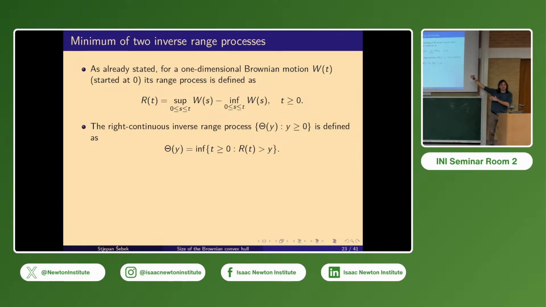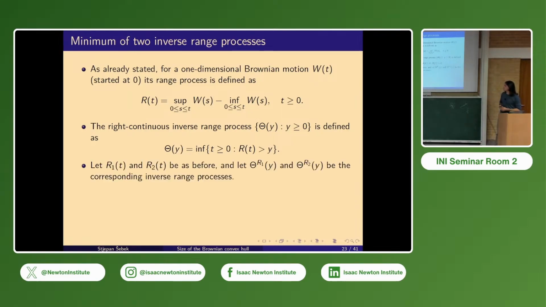Like the range of the Brownian motion, those are non-decreasing, and then you can define those inverse processes. Okay. And we will define these for all of our processes that we study. Here in this setting, we just denote it with theta. So we just look at the infimum over all t when R_t jumps over this level. So we look at when this range reaches some particular level y, for theta of y.